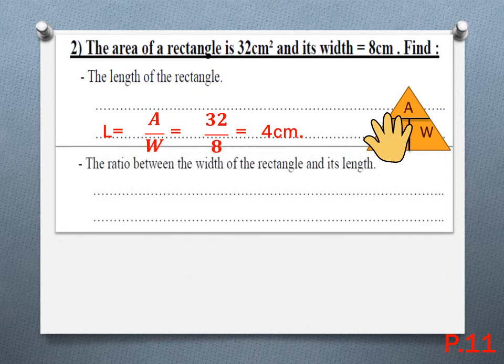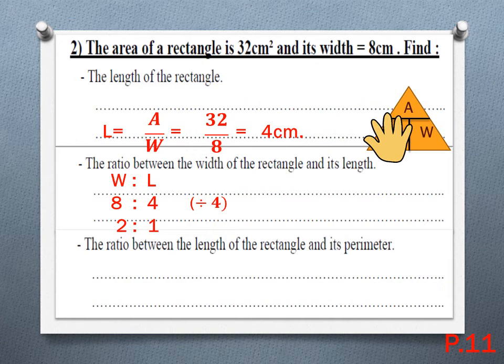The ratio between the width of the rectangle and its length. Write width to length, and write 8 to 4. Even and even, we can divide by 2 or 4 or 6 or 8, but here we divide by 4 to get the simplest form, 2 to 1.